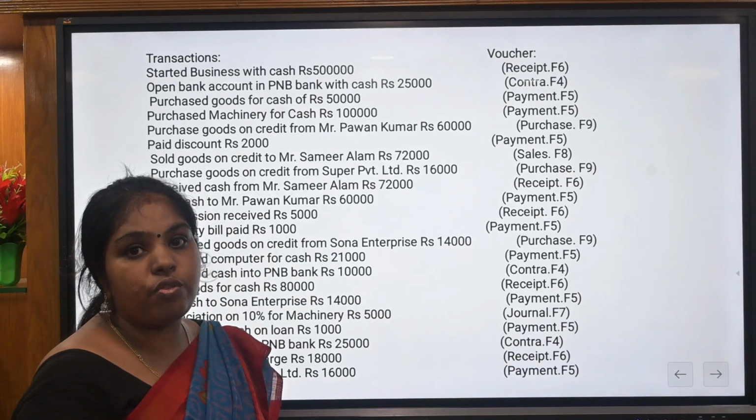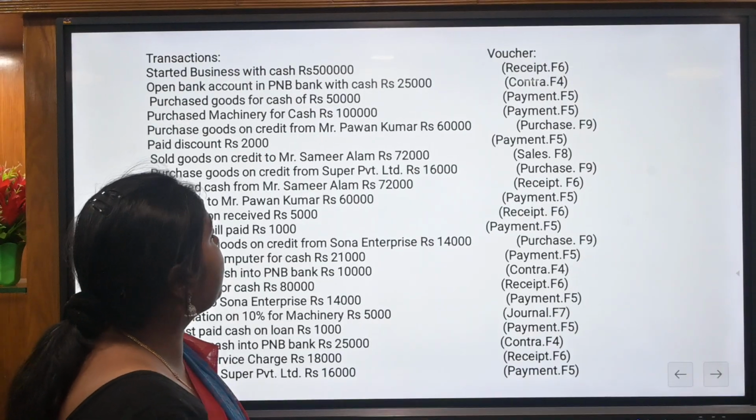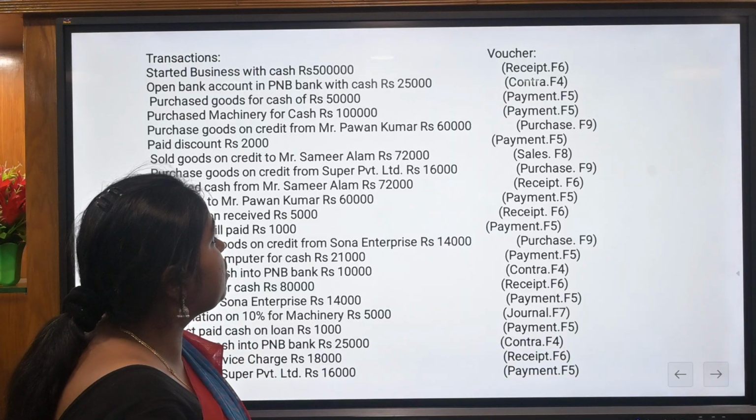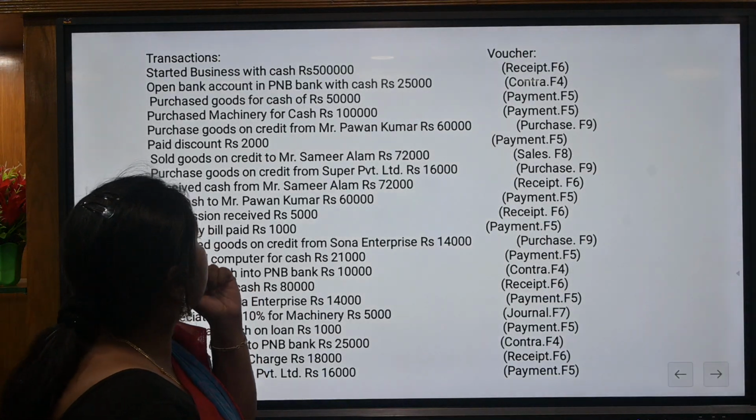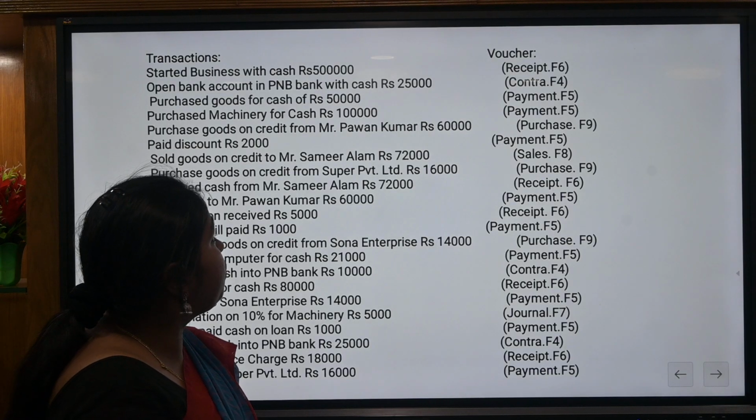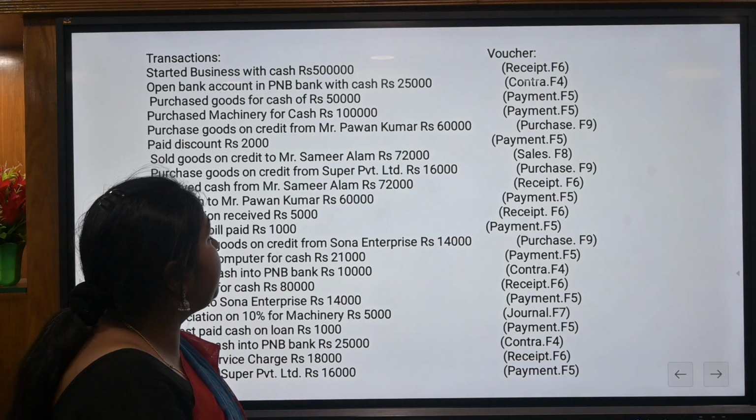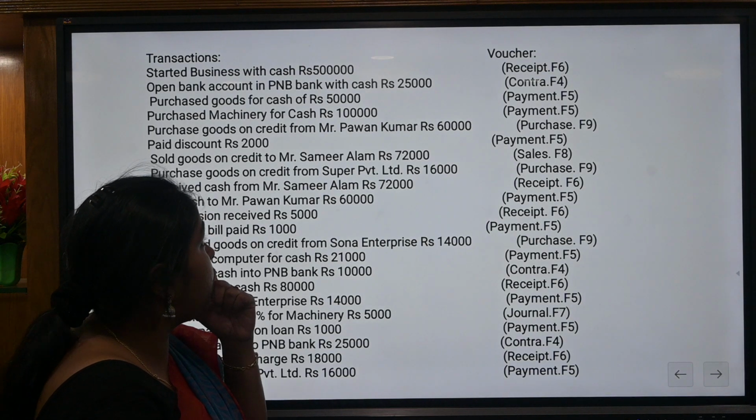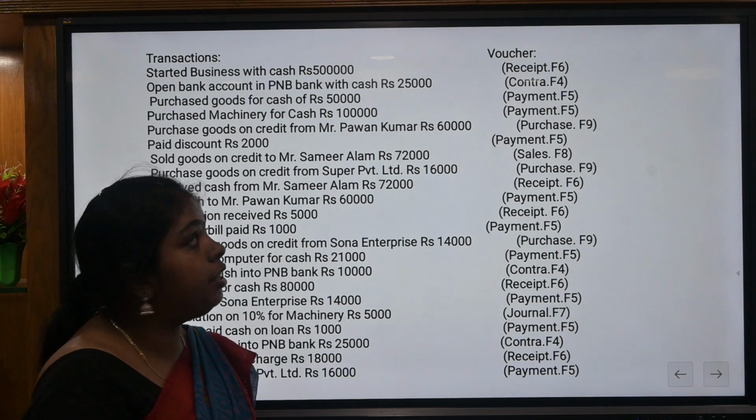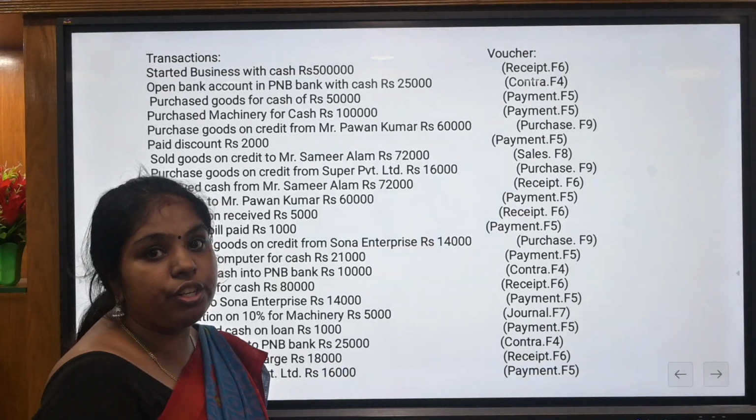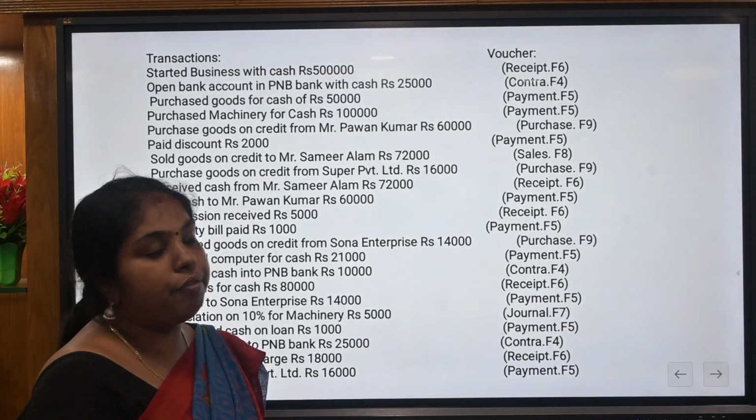Then we can go to the transactions. First one: started business with cash, rupees 50,000, 5 lakh, that is receipt F6. Open bank account in PNB bank with cash rupees 25,000. There is bank and cash in the transaction, so it belongs to contra F4.